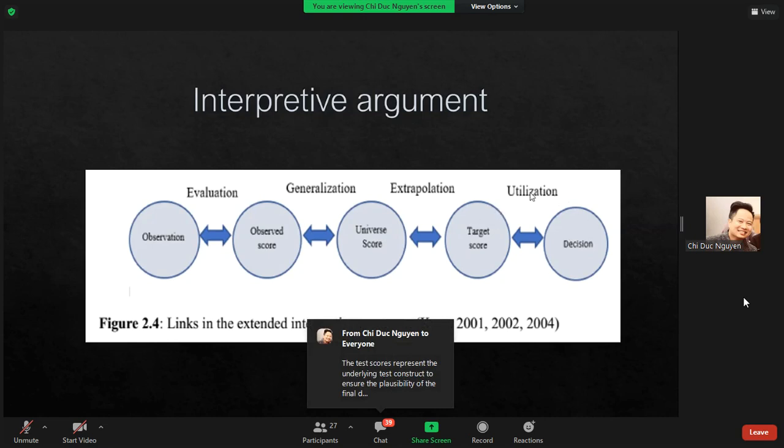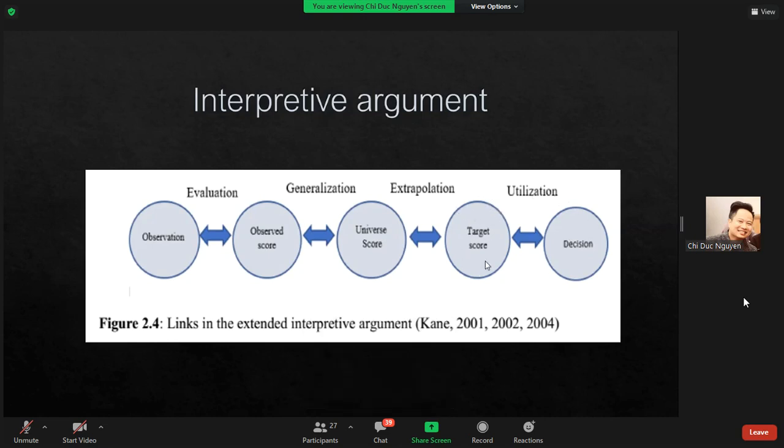If we ensure that the target score is similar, it substantiates the decision. So in this way, we have to come back and, for example, interview the student. For example, if I achieve 6.5, whether I am able to perform very well in all the linguistic tasks or communicative tasks in the academic setting.